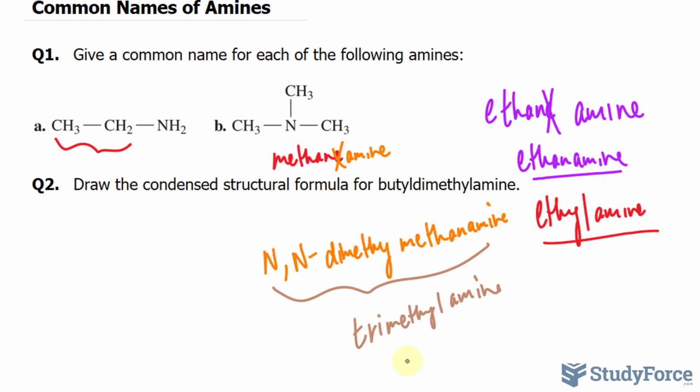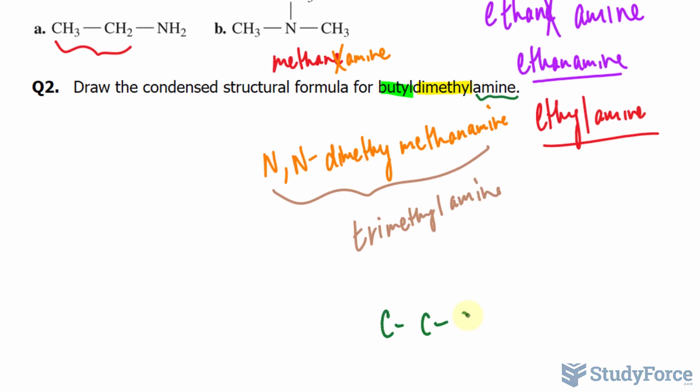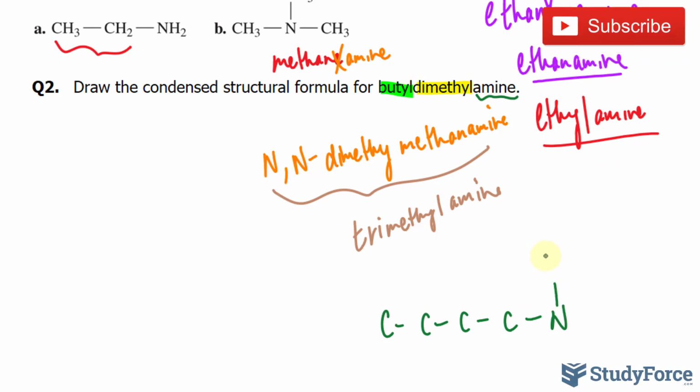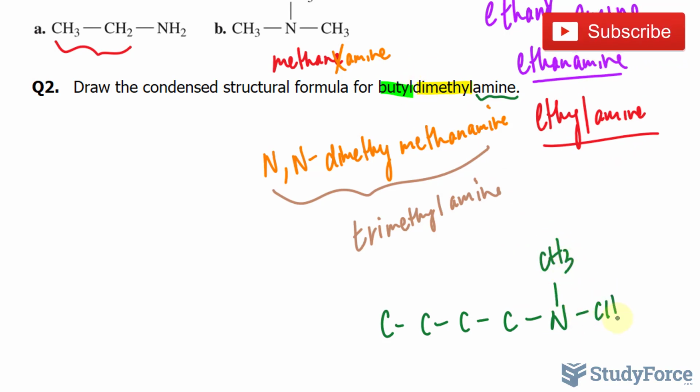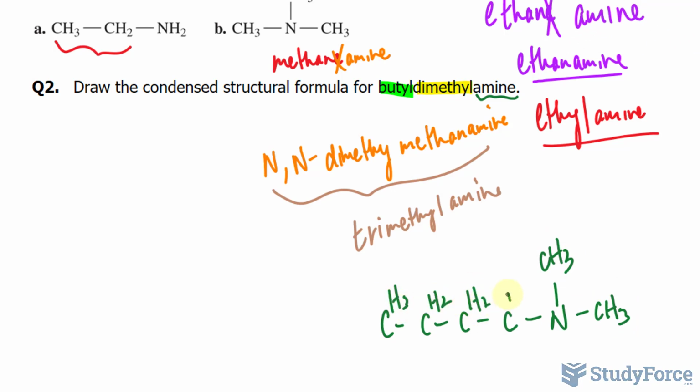In question 2, draw the condensed structural formula for butyldimethylamine. We can derive a lot of information from this common name. We have butyl, and we have dimethylamine. The amine part suggests that it is an amine. Butyl is 4 carbons long, so we can assume that we have 4 carbons, just like this, and this carbon is bonded to a nitrogen, and this nitrogen is bonded to 2 substituents being CH3, the methyl part. So this would be CH3, CH2, CH2, CH2.